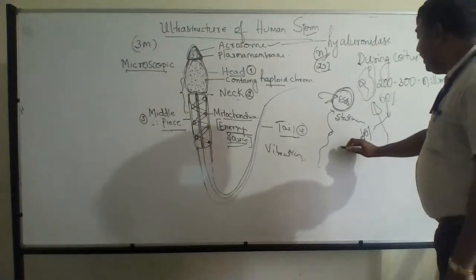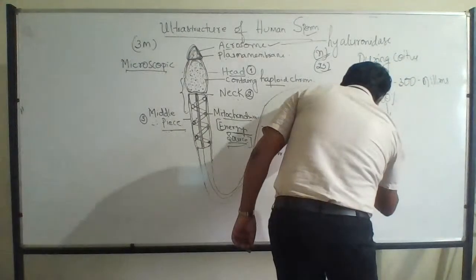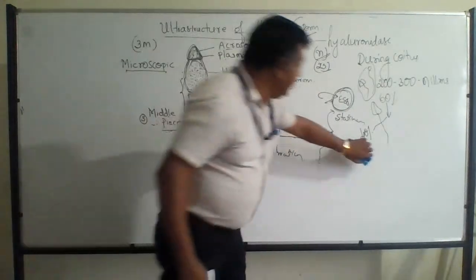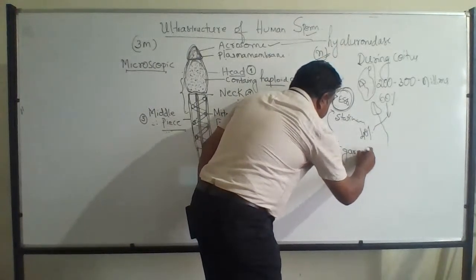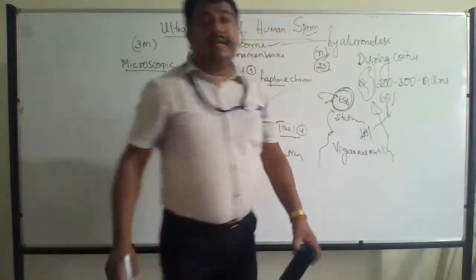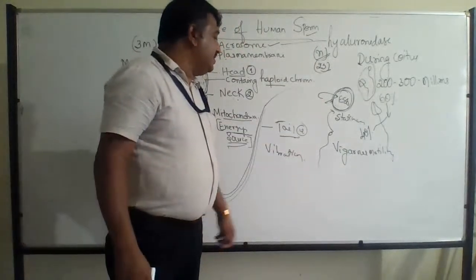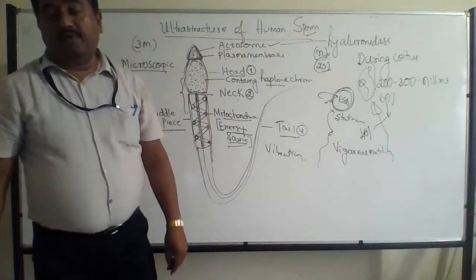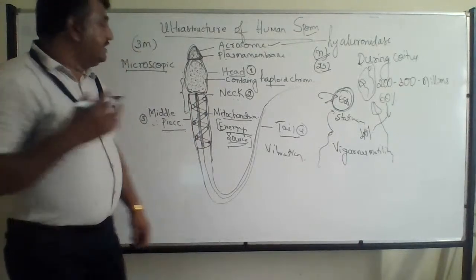Out of this 60%, only 40% of the sperm have vigorous motility. Out of that 40%, only one sperm gets a chance to fuse with the released ovum.